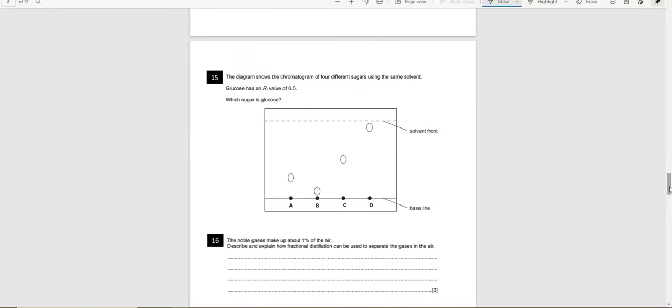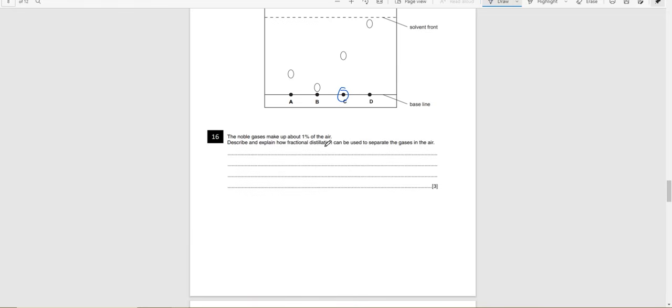Yes, see, the thing that I was explaining, they told you the RF value is 0.5. So which one has the RF value 0.5? The 0.5 value will be of the dye which has traveled exactly half the distance traveled by solvent. Solvent will have traveled twice as much as the dye, which is why the answer would be C.